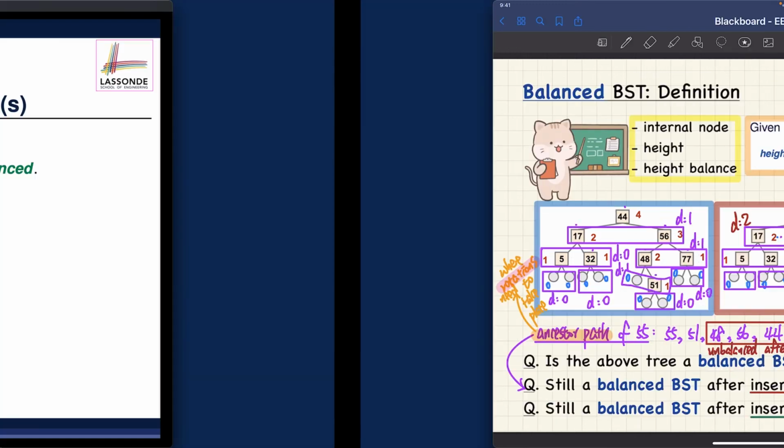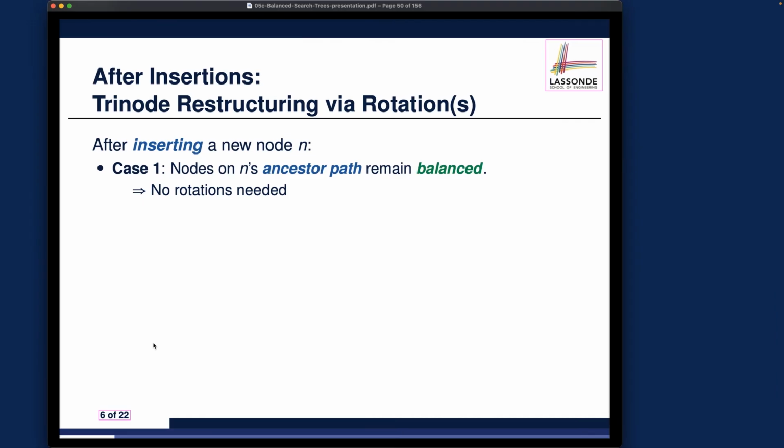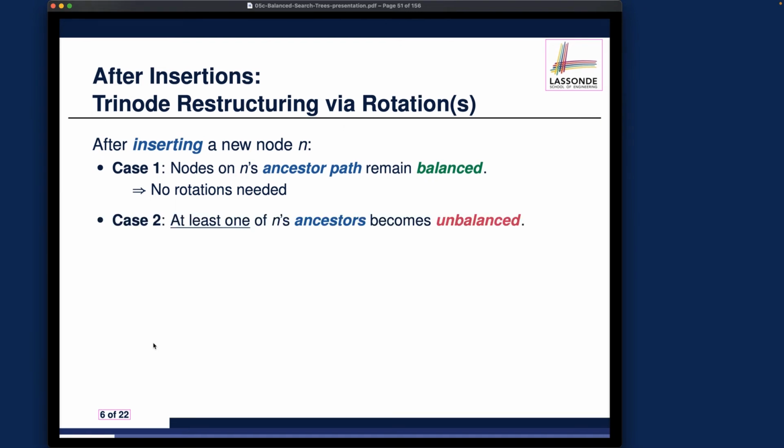Let's take a look. What about case number 2? Case number 2 will be, well, at least one node along the ancestor path becomes unbalanced. In that case, you have to identify them and then perform some rotation. And the rotation can be to the right, as we illustrated before, or to the left, or it can be the so-called double rotation, in which case you're going to perform left followed by right, or right followed by left, etc.